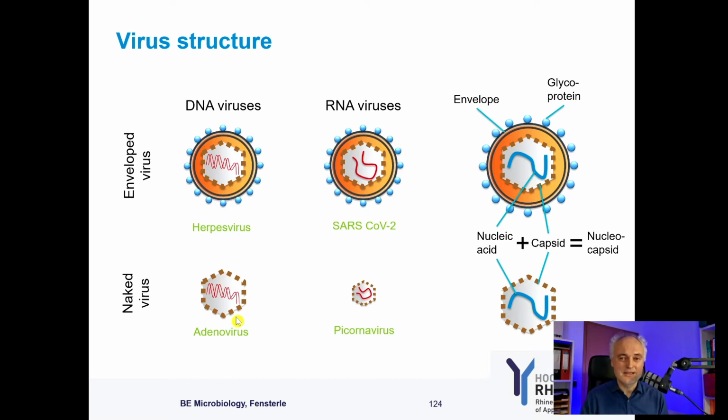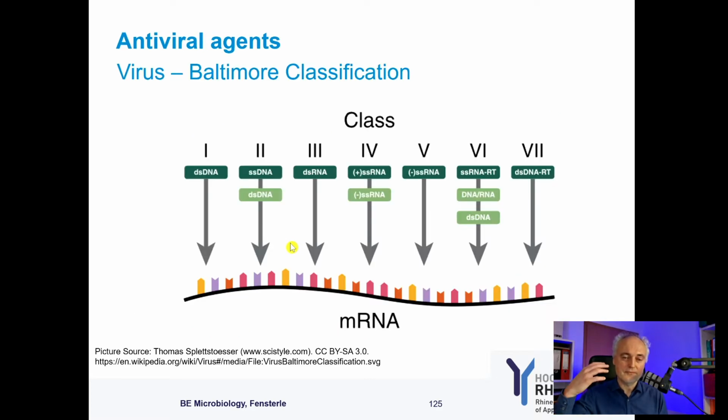Okay, so that's simply the structure. And as we have DNA and RNA viruses, there's also a classification according to how the mRNA is produced. It could be double-stranded DNA, which you would say is the normal case for DNA, but there are also viruses which have single-stranded DNA. Of course, they first have to synthesize double-stranded DNA before they can start to transcribe into the mRNA. Now, RNA viruses are even more diverse.